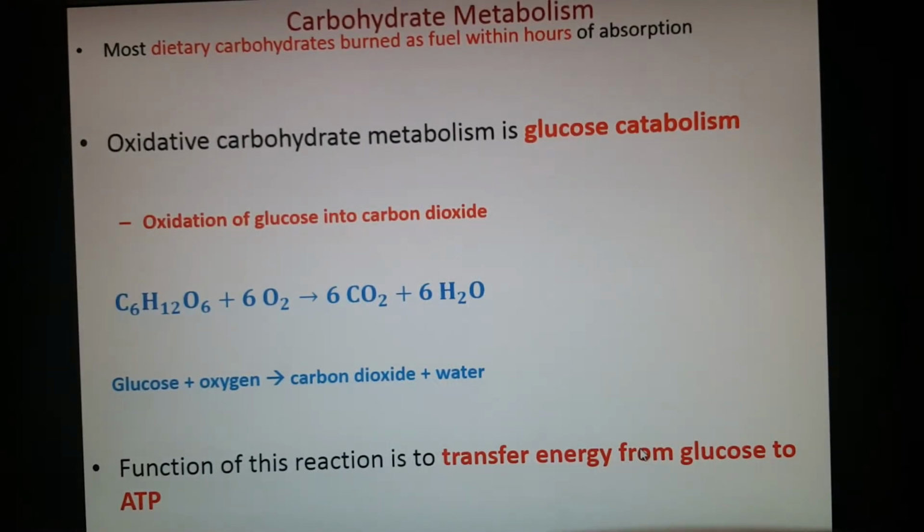So when those carbohydrates are digested and broken down, eventually becoming glucose, that glucose, when you add oxygen, you end up with carbon dioxide and water as a byproduct, and we'll go through that whole process later. But basically, the function of this is to transfer the energy from glucose to your ATP so that those ATP molecules can be used as an instant source of energy.